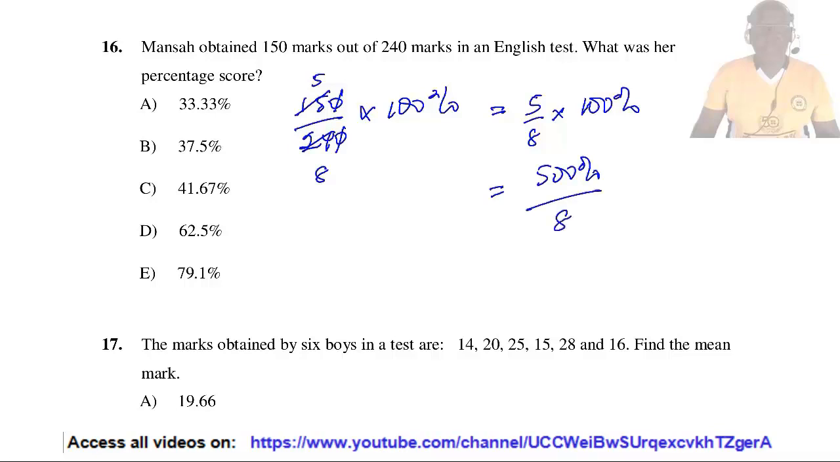We shall apply the long division method. 8 into 500, 6, 48, 20, 2, 16, that's 40. So 62.5. So the answer is D.